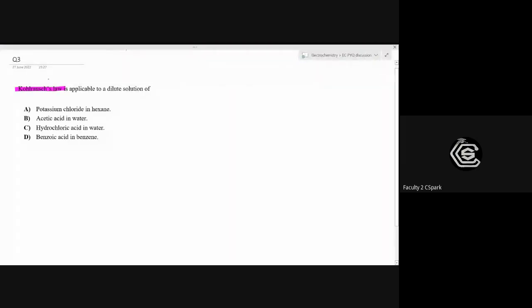Before reading the options, I would like to say just one point. Kohlrausch's law is meant for strong electrolytes. It is for strong electrolytes. Yes, we do apply it to weak electrolytes, but it's just the assumptions and the results of the strong electrolytes that we are applying to the weak electrolytes. So please keep in mind that Kohlrausch's law is defined for strong electrolytes.